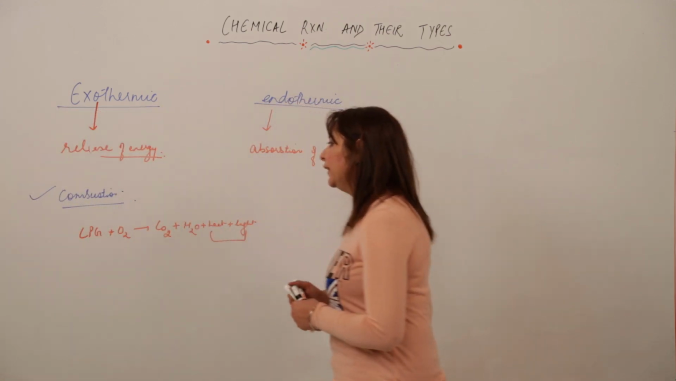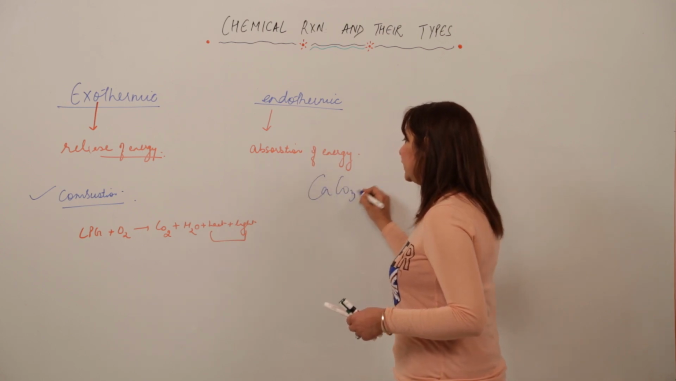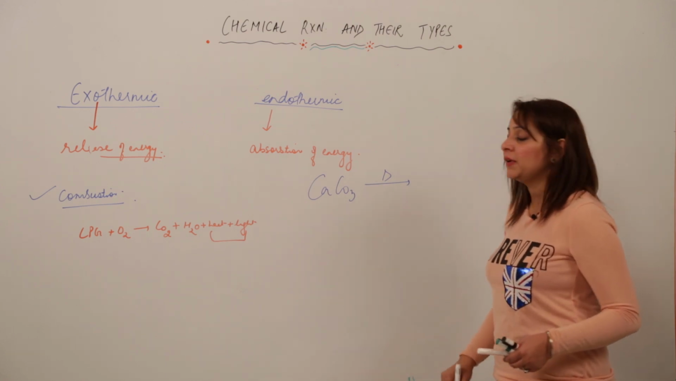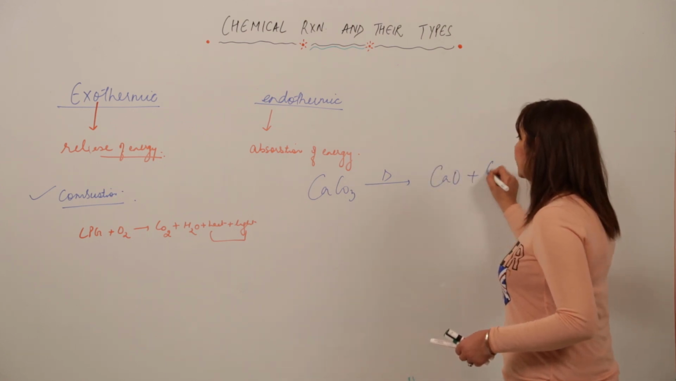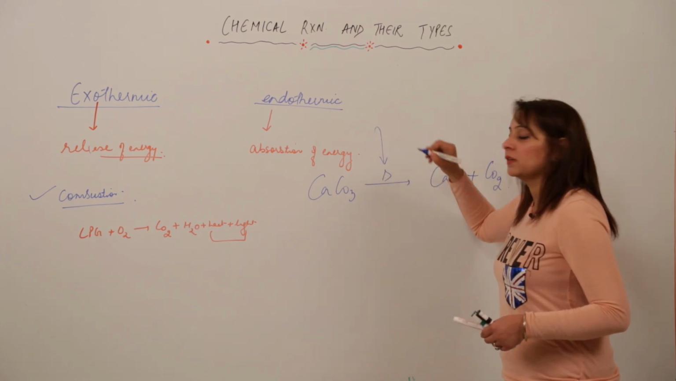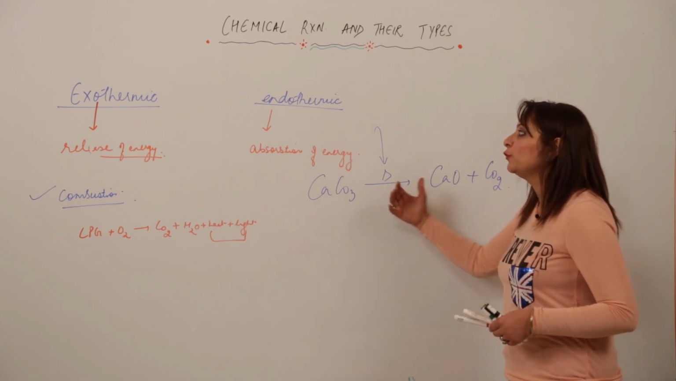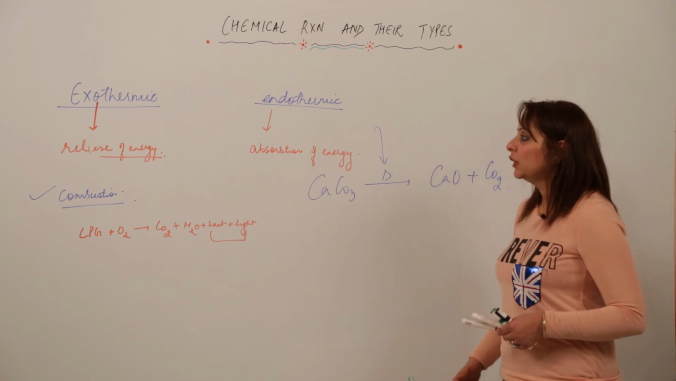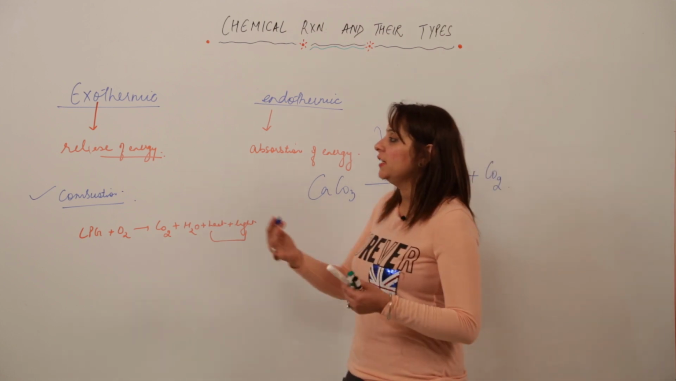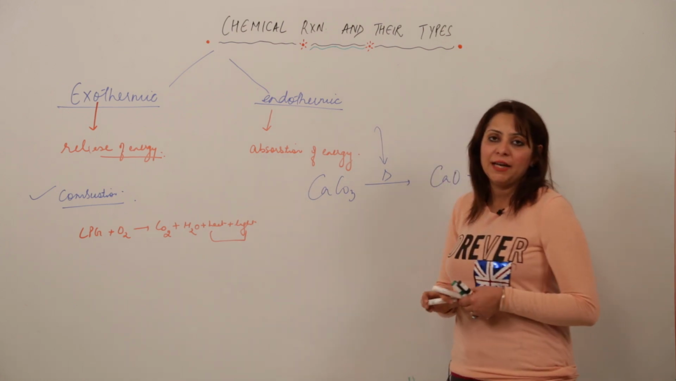And now we are considering the endothermic example. We can decompose CaCO3 by supplying heat. When we supply heat to this limestone, this calcium carbonate, it gets decomposed to its constituents CaO and CO2. So this reaction needed the energy, this reaction occurred due to absorption of energy. Therefore this reaction falls in the category of endothermic reaction. So according to the energy changes, when the energy is absorbed or released, it is categorized into two categories, exothermic and endothermic.